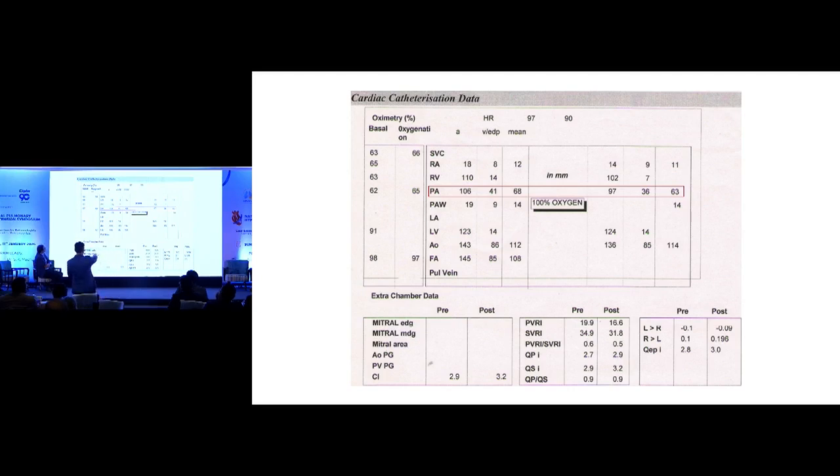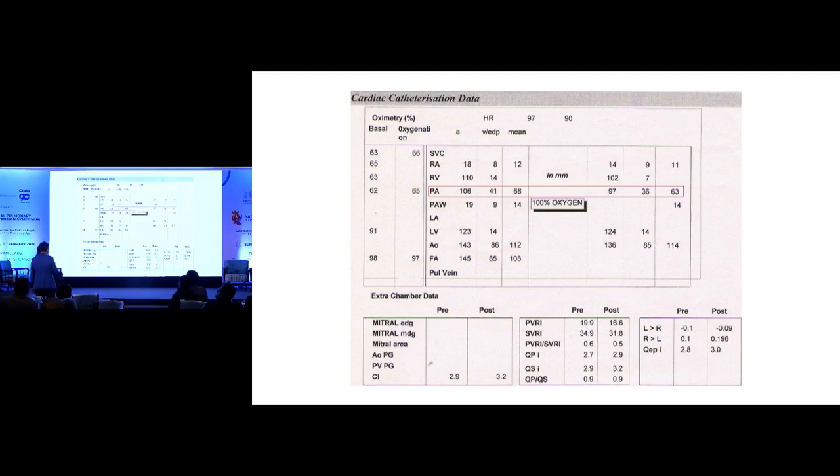Again, there is no shunt. QP:QS is normal, meaning there is no significant intracardiac shunting, with a normal cardiac output. Sorry, it's a very busy slide, so I'm just trying to make sure. So severe pulmonary hypertension, but still subsystemic PA pressures with a high PVR and normal pulmonary capillary wedge pressures.